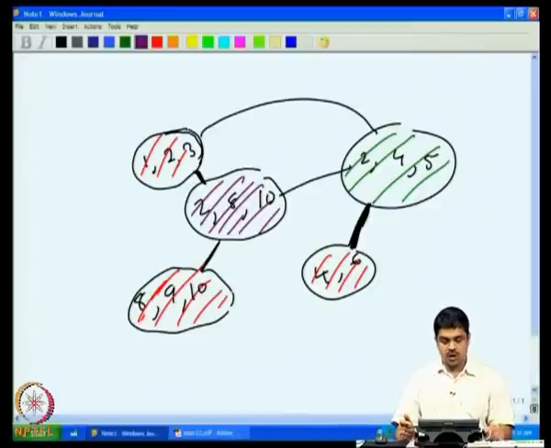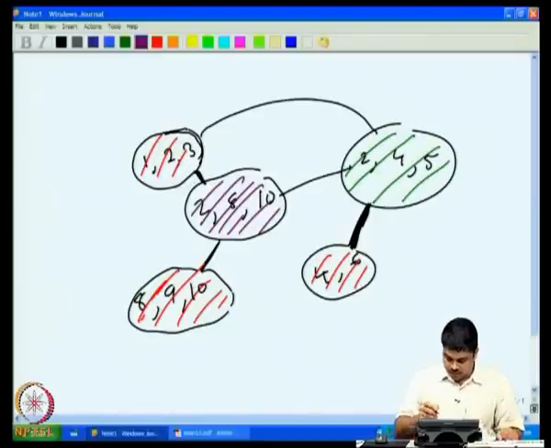Here we were looking for the minimum number of colors, which correspond to the number of days required, so that the colors are given to the vertices of the graph such that whenever there is an edge between two vertices, they should not get the same color. This is the kind of thing.